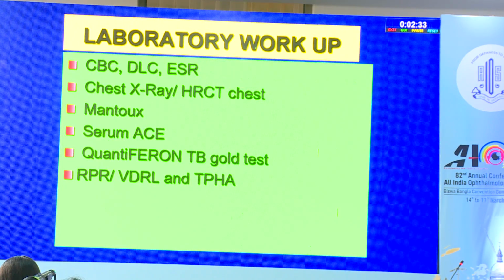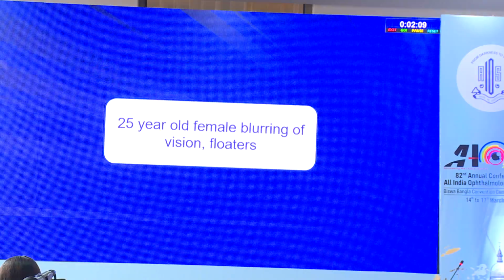How do you work up the patient? CBC, DLC, ESR is important. I don't do chest X-ray, I do the HRCT chest, Mantoux to rule out tuberculosis. Serum ACE, though not the best marker for sarcoidosis, should be done. Quantiferon TB Gold test. And the SUN group says that in all patients of intermediate uveitis, one needs to rule out syphilis. Syphilis can mimic any type of uveitis.